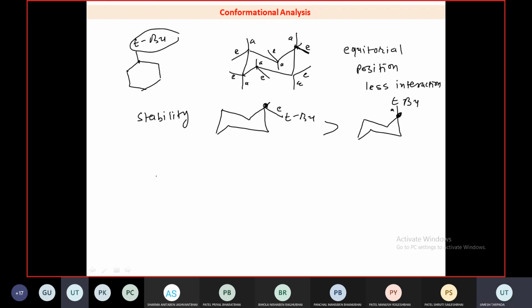But see, if you have two groups in the ring, like one is ethyl group, another is methyl. Now see, ethyl and methyl are in opposite direction. Look here, 1 and 2 position, they are in opposite direction. And how to draw the stable structure? First you write down the bulky group. Bulky group is always written at equatorial position, because at equatorial position there is less steric interaction.